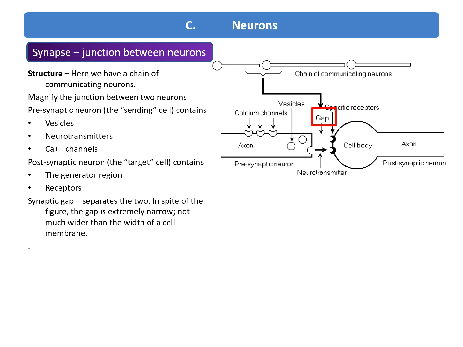The synaptic gap separates the pre- and postsynaptic neuron. The diagram is a little misleading. It's not wide as shown. It's actually not much wider than the width of a single cell membrane.